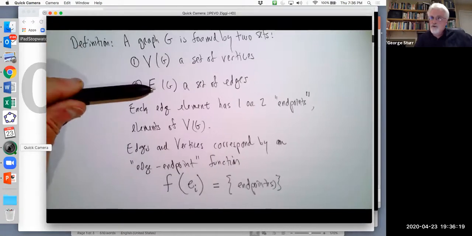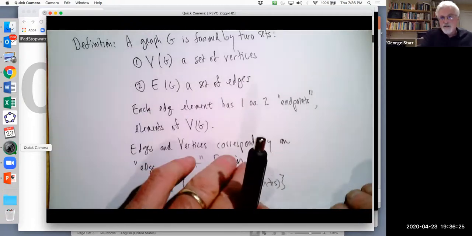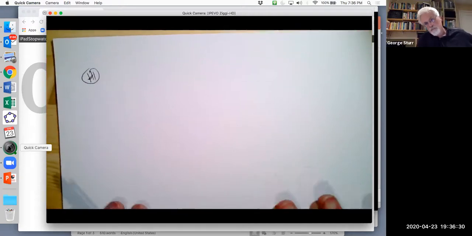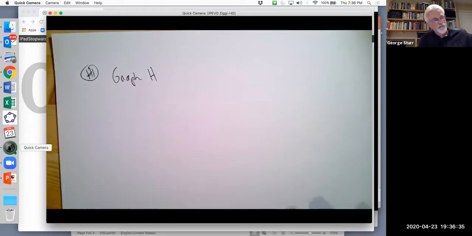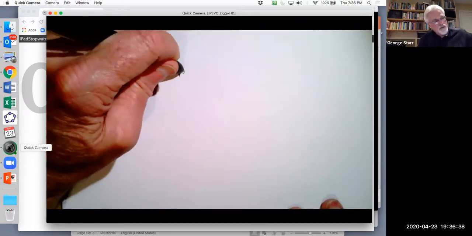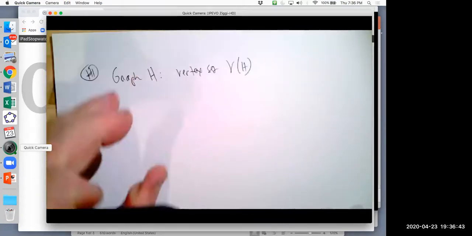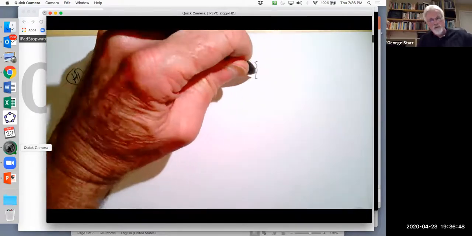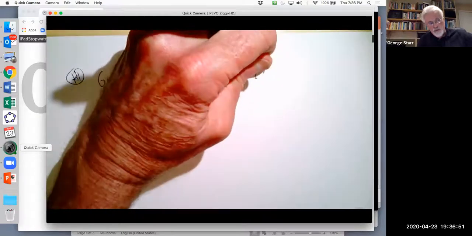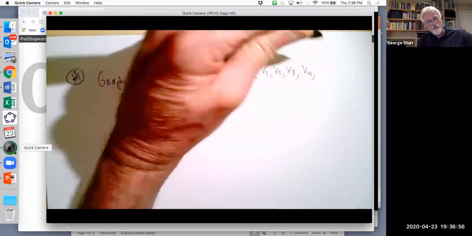You need 2 sets for your edges and vertices, and then you need some kind of function that relates the 2. And you'll see that in my next example here. So here's number 1. Graph H. There's a vertex set, V of H, which will equal 5 vertices, which we will just label V1, V2, V3, V4, and V5.